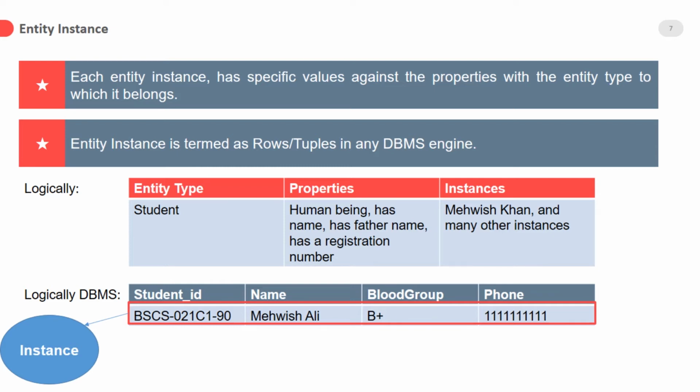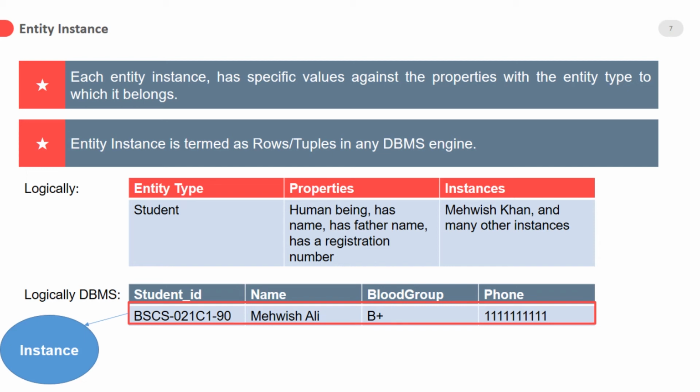Entity instance. Each entity instance has specific values against the properties of the entity type to which it belongs. For example, a student generates data: his or her name, registration number, blood group, and so on, and student result receives data in the form of marks. Both are entities. It is a very important and also simple point.